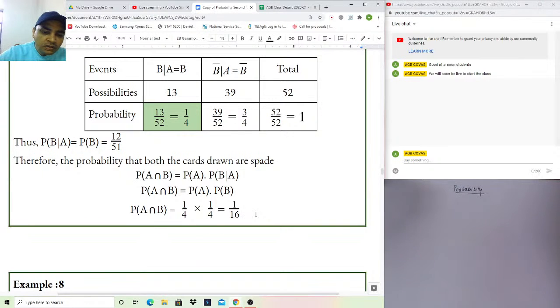So I think from these two formulas you now understand how to find the probability in case of the occurrence of the events, that is A intersection B.